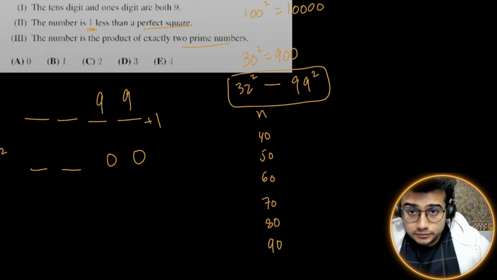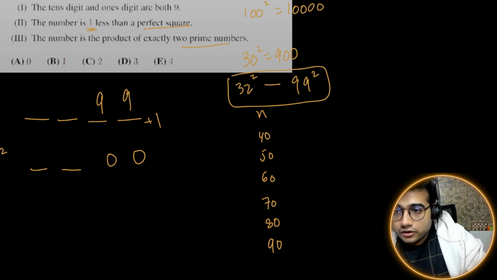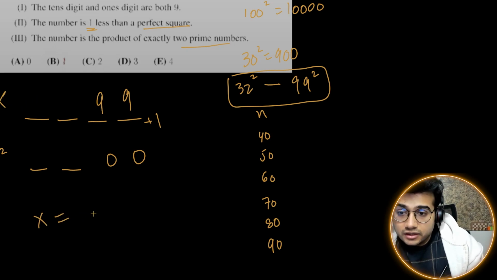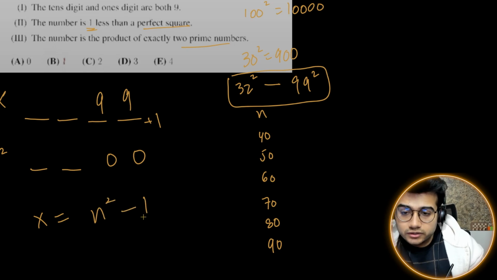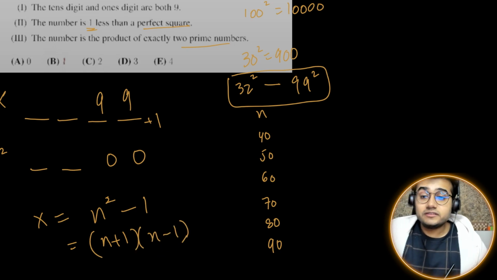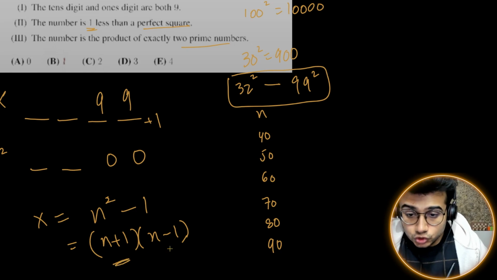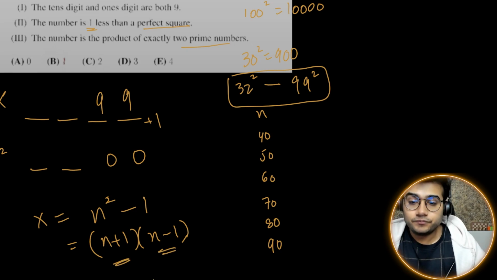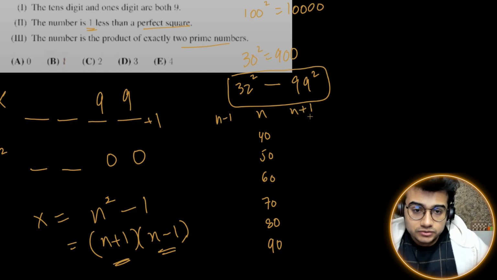Now the second thing is, this number, or number x, is what? It is n squared minus 1. Well, we know the factorization of n squared minus 1. It's going to be n plus 1 and n minus 1, right? And they said that x is a product of exactly 2 prime numbers. That means these 2 are both primes, right? So if this is n minus 1, n plus 1, let's write them down as well.